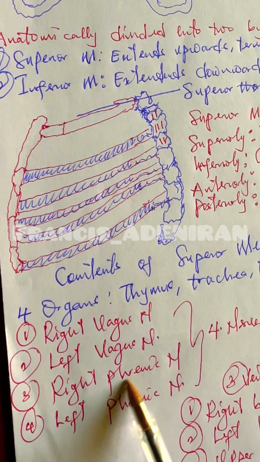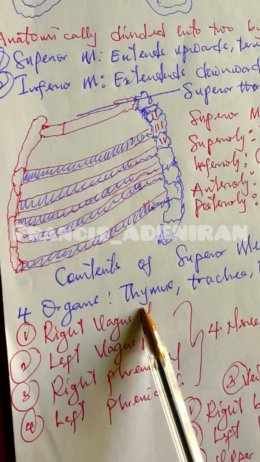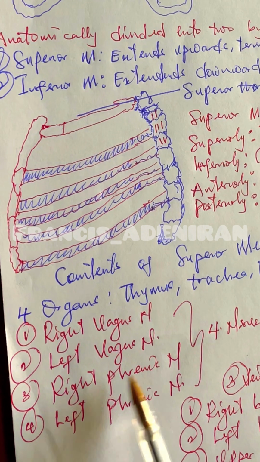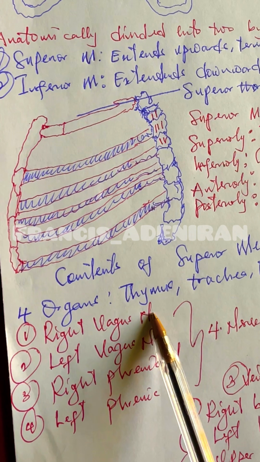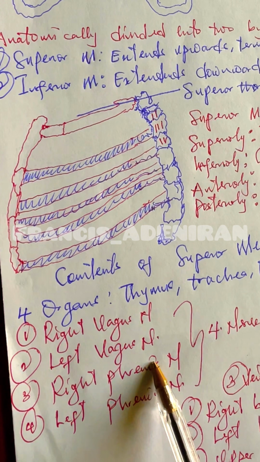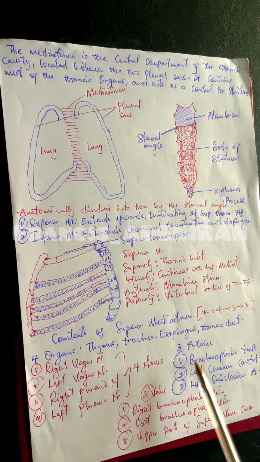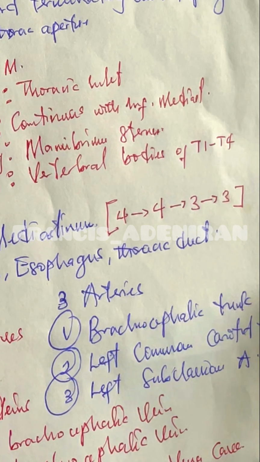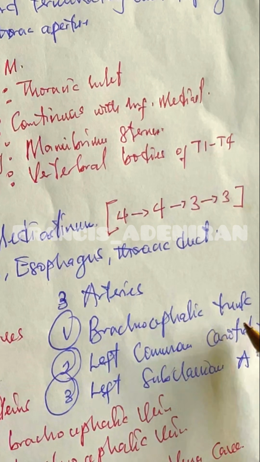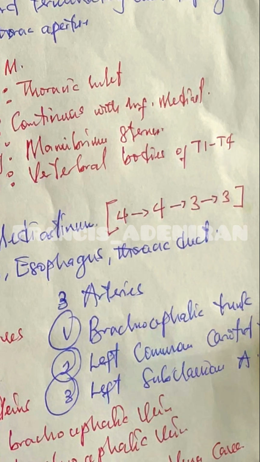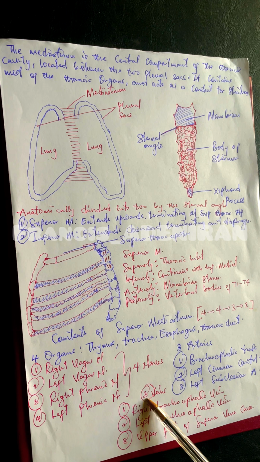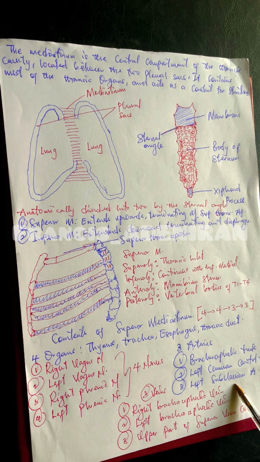Now, what are the nerves that you can find there? You can find the right vagus nerve, left vagus nerve, right phrenic nerve, and left phrenic nerve. Now, what are the arteries? You can find the brachiocephalic trunk, the left common carotid artery, and also the left subclavian artery. And what are the veins that you can find? The right brachiocephalic vein, left brachiocephalic vein, and the upper part of the superior vena cava.